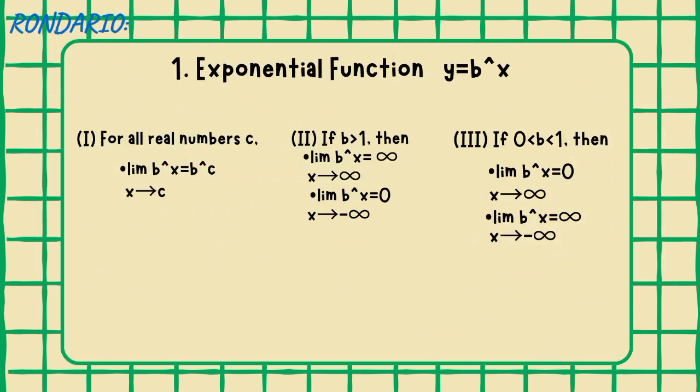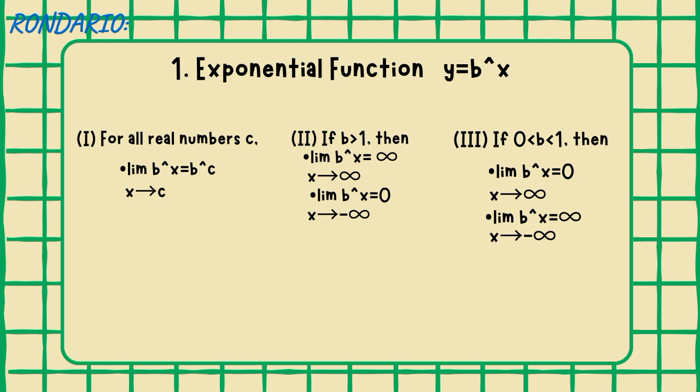Exponential function. y equals b raised to the power of x. Number 1. For all real numbers c, the limit of b raised to the power of x as x approaches c is equal to b raised to the power of c. Number 2. If b is greater than 1, then the limit of b raised to the power of x as x approaches positive infinity equals positive infinity. The limit of b raised to the power of x as x approaches negative infinity equals 0.